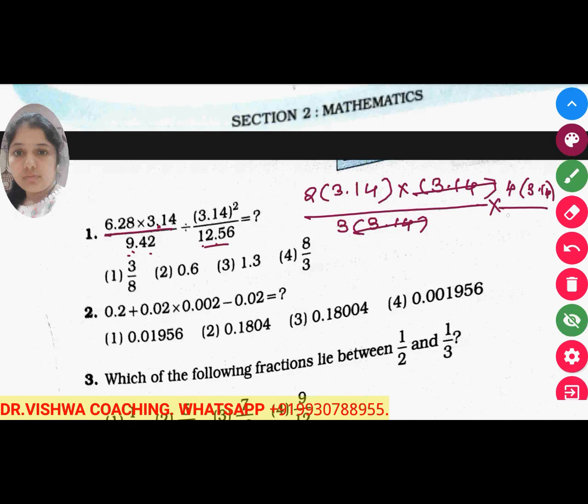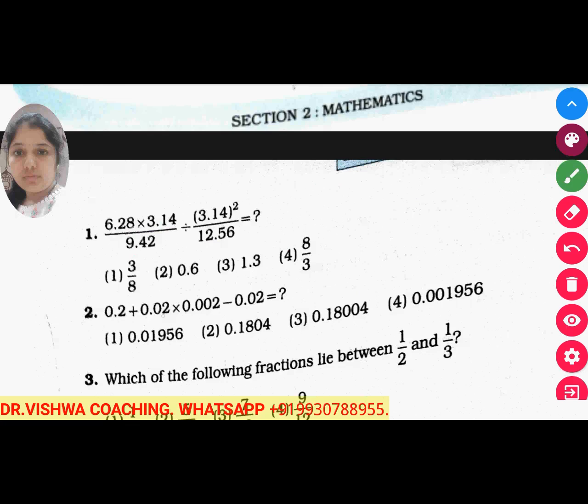Okay, and upon 3.14 bracket square is there. So this 3.14 and this 3.14 will get cancelled with this 3.14 bracket square. Okay, so what is remaining? 4 2s are 8 and denominator is 3. So 8 by 3 is your answer.